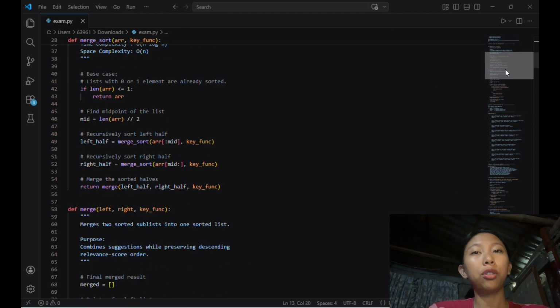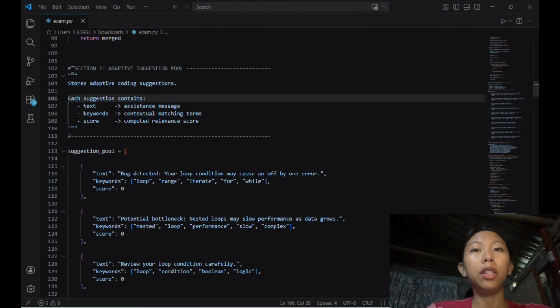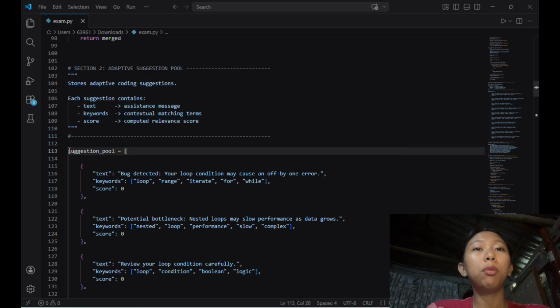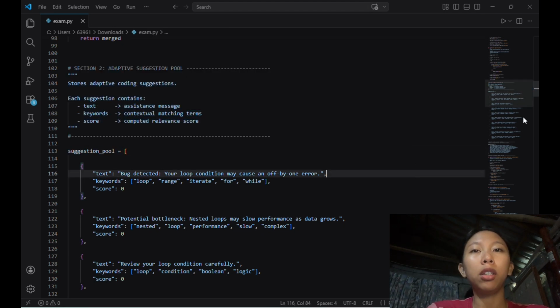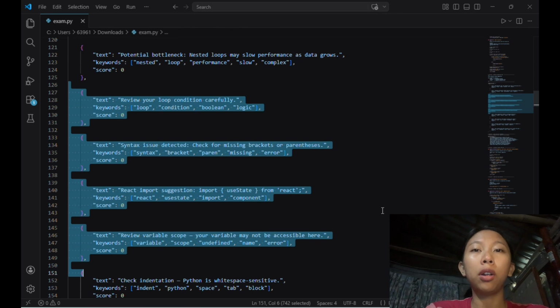So going to the structure of our code, at its core, the system works in 5 key parts. First is the suggestion pool, which stores predefined coding assistants like debugging tips, syntax checks, and performance warnings. Each suggestion has keywords and a relevance score.